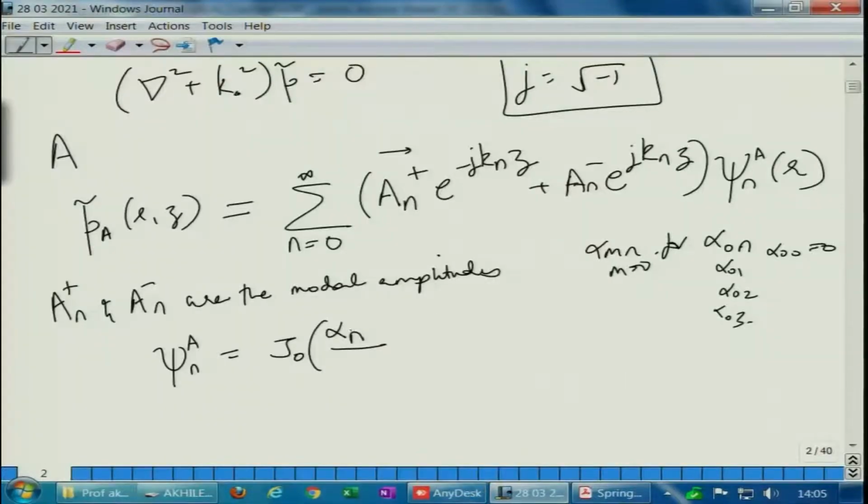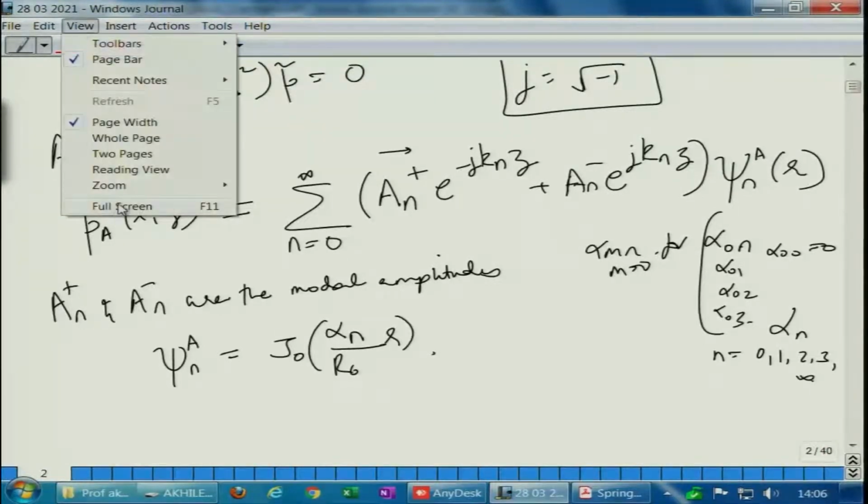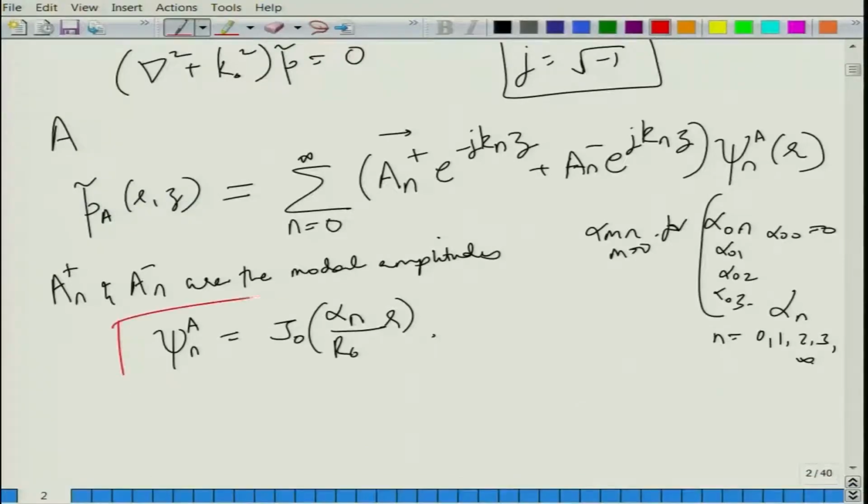So, I will straight away write this as alpha n. Instead of all these we will just replace this by alpha n, where n ranges over 0, 1, 2, 3, 4 and so on till infinity. We will consider only the first few modes. So, J naught of alpha n by r naught into r, this is your modal summation. So, this is what we get.